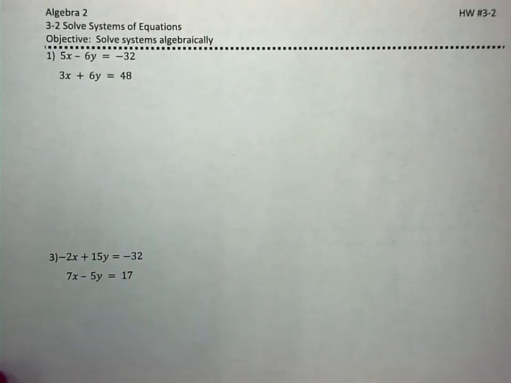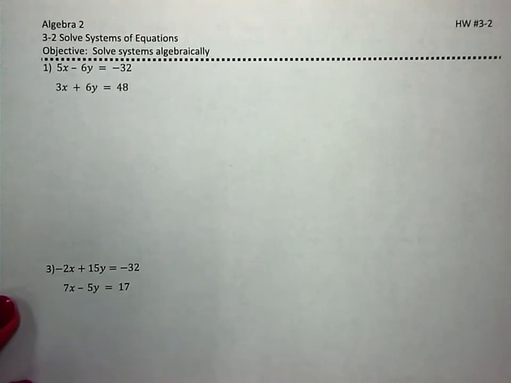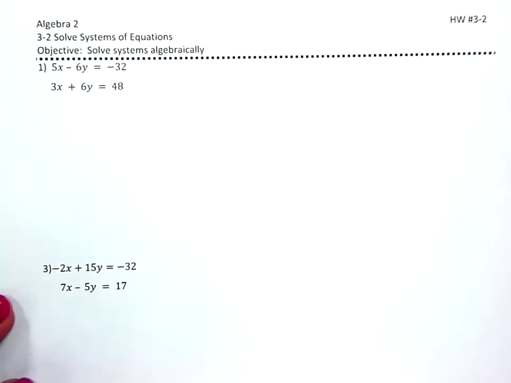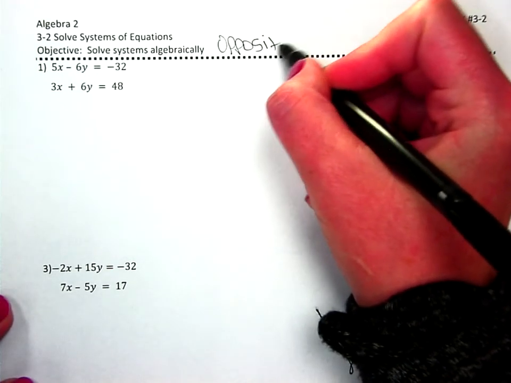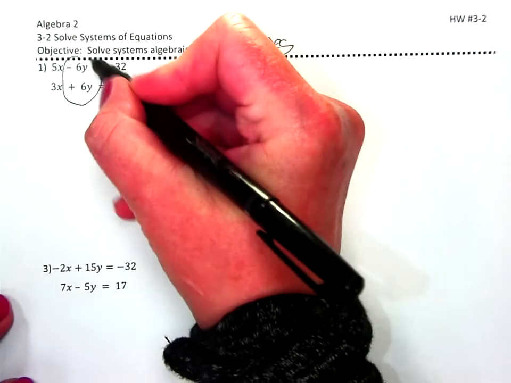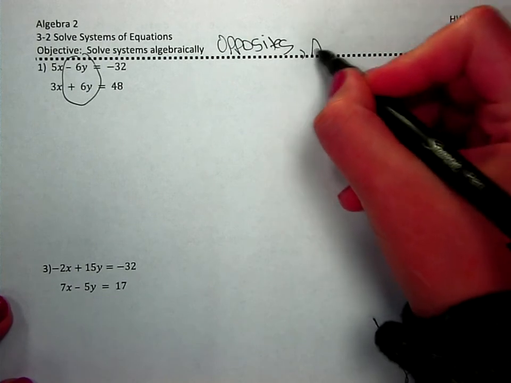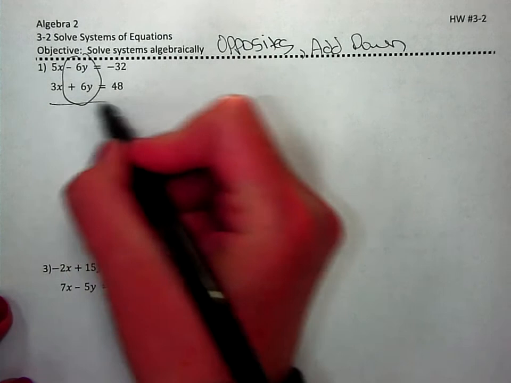Alright, so let's do today's notes. It doesn't matter if you get rid of your x's or your y's. One or the other, it doesn't matter. So they're all aligned. That's a good thing. Do you have opposites set up? Well, yeah, I do right there. Negative 6 and positive 6 are opposites. So once you have opposites, then we're going to add down.